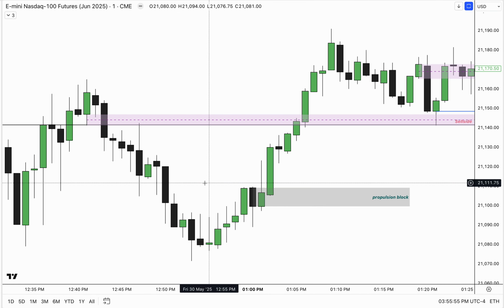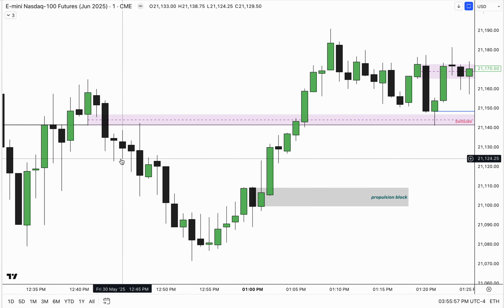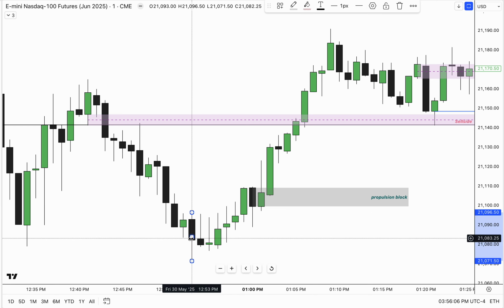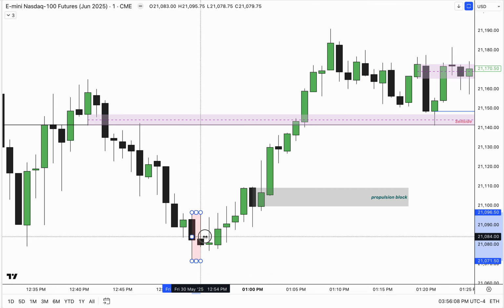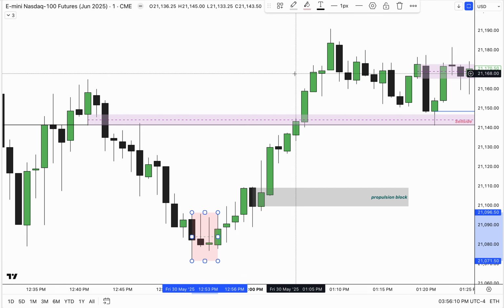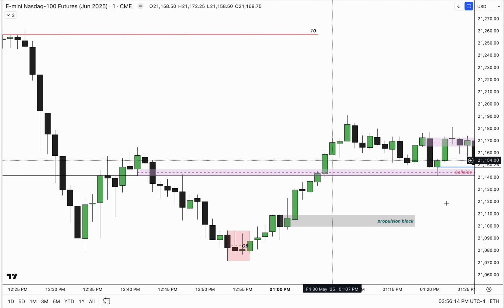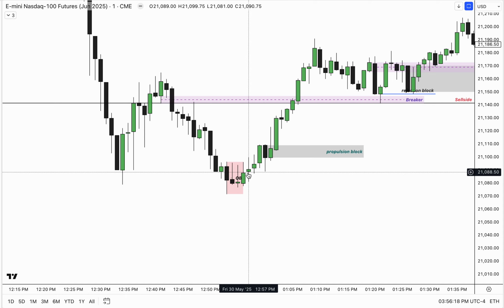So let's just go with this one here. So we have the order block, okay? This here is an order block, okay? These two down closed candles are considered an order block, okay? This is all ICT teachings, nothing new or proprietary. So this is an order block.